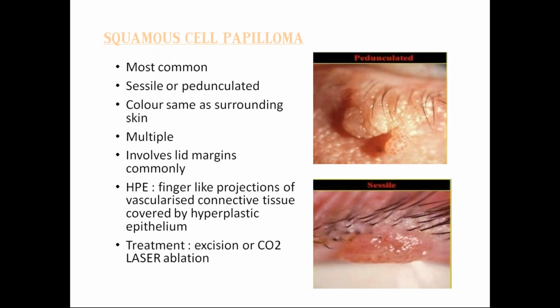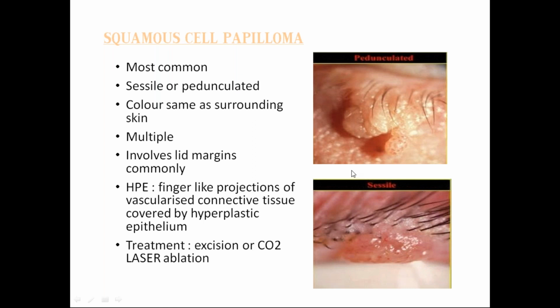So now coming to the first one, that is squamous cell papilloma. It is the most common tumor. You can see that this is the lid margin, and around the lid margin you can see a small outpouching like thing. It is usually called papilloma.